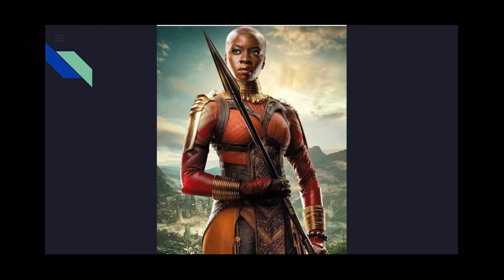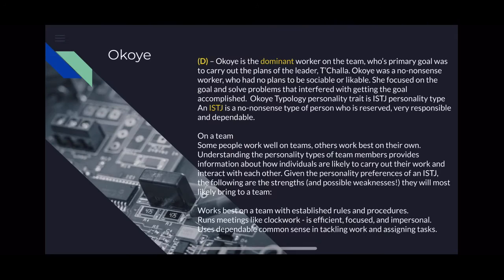Next slide. I'm going to elaborate on Okoye, and upon using the DISC assessment, we determined that her trait was dominant. Okoye is a dominant worker on the team. Her primary goal was to carry out plans of the leader, T'Challa. Okoye was a no-nonsense worker who had no plans to be sociable or likable. She focused on the goal and solved problems that interfered with getting the goal accomplished.